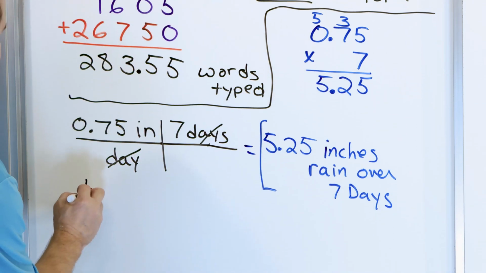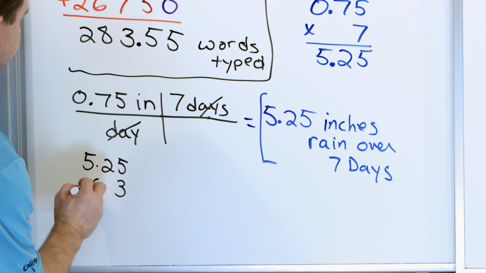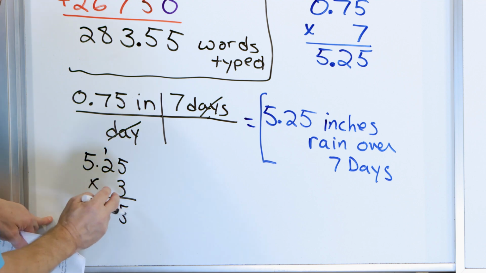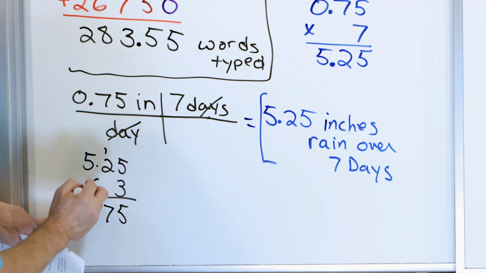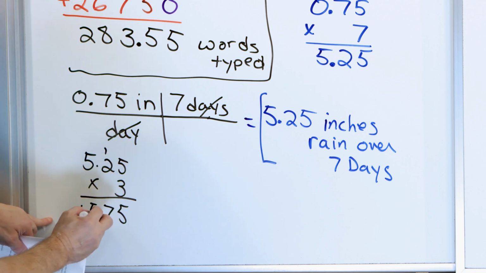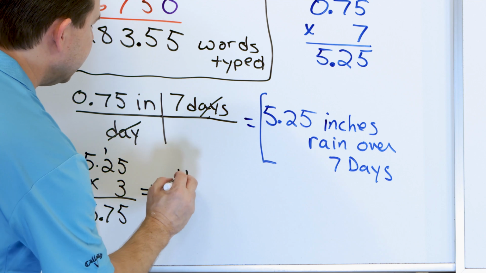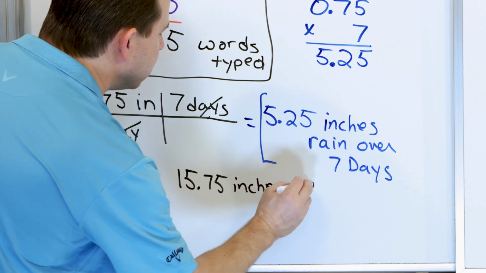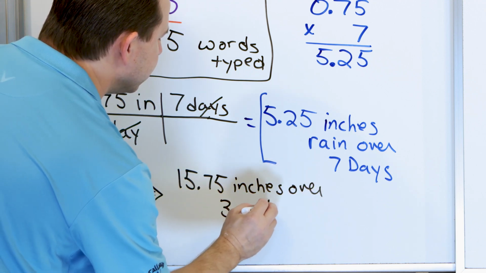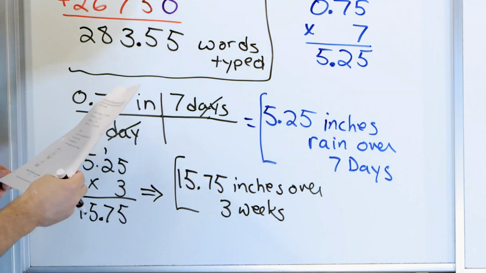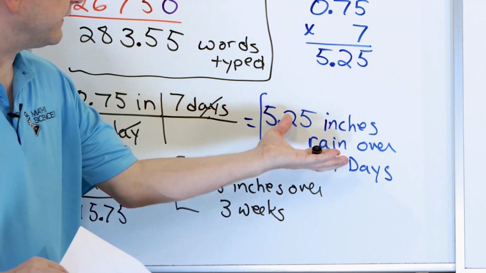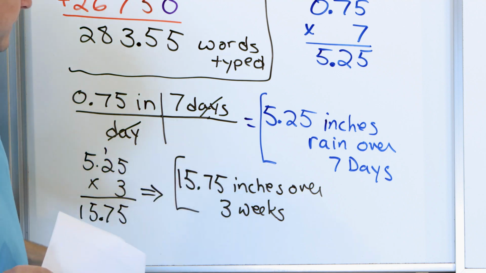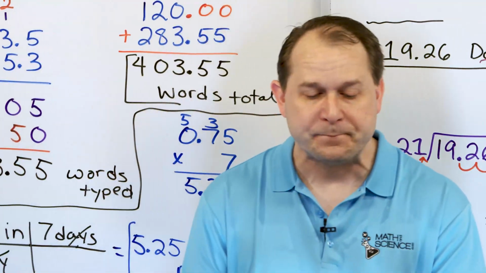So I'll take 5.25 and multiply by 3. 5 times 3 is 15, carry the 1. 2 times 3 is 6, 1 more is 7. 3 times 5 is 15. And the decimal, I have 2 positions here and none here, so it must be here. So what this means is 15.75 inches over 3 weeks. So in the first part of the problem, I calculated how many inches fell over 7 days, which is the same thing as per 1 week. And then to find 3 weeks, I just take that number times 3, and it's 15.75 inches of rain over 3 weeks. So here, we have conquered a lot.